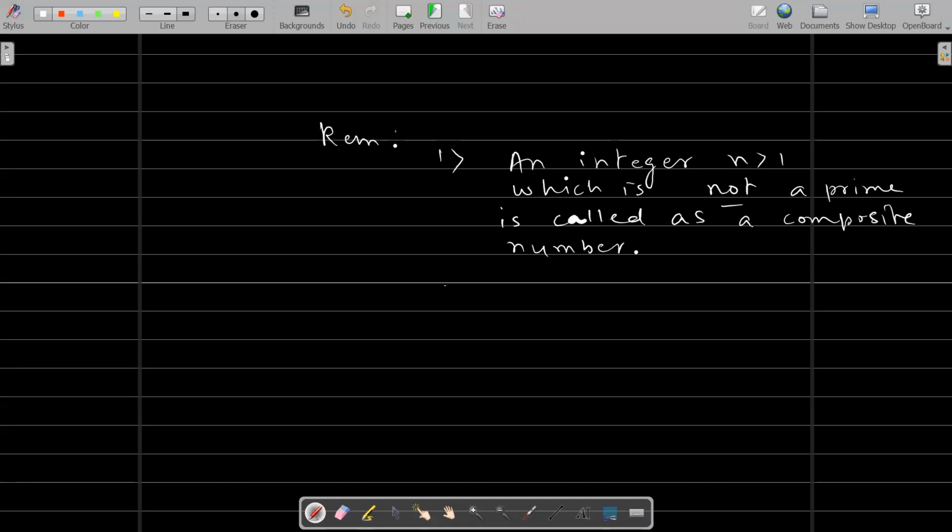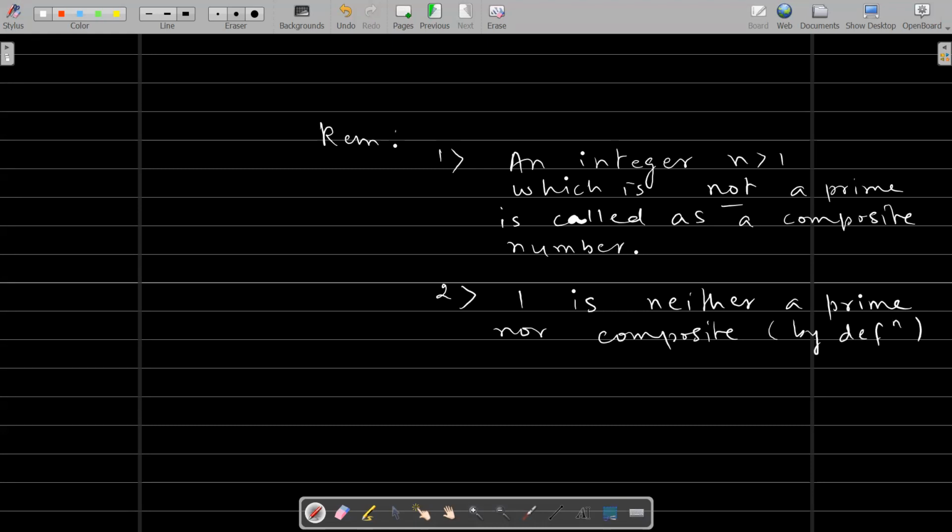Fine. Now look at the definitions carefully. So number 1 is by definition neither prime nor composite. You can define things the way you want. So we define 1 neither as a prime nor as a composite. In fact, such elements are called units. 1 is called a unit or unity.